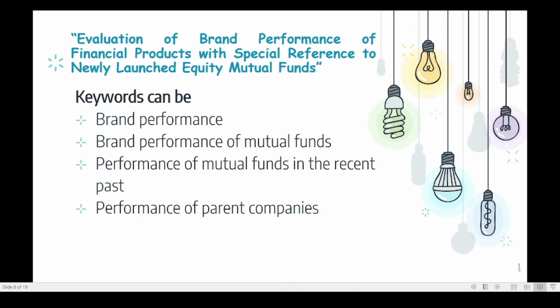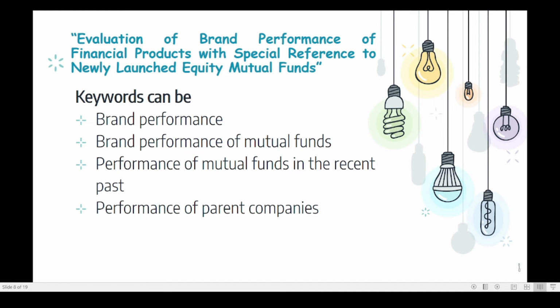Now the second is brand performance of mutual funds. When we put brand performance in a Google search, it will give you millions of outcomes, maybe related to physical products, maybe related to services, maybe related to certain brands we have been through. Then when it comes to mutual funds, it will be narrowed down. From millions it comes to thousands. So whatever top 10, top 20 results are coming in front of you, you can go with that. Maybe you are not copying all the 100, 200, 300, 400 items in front of you.